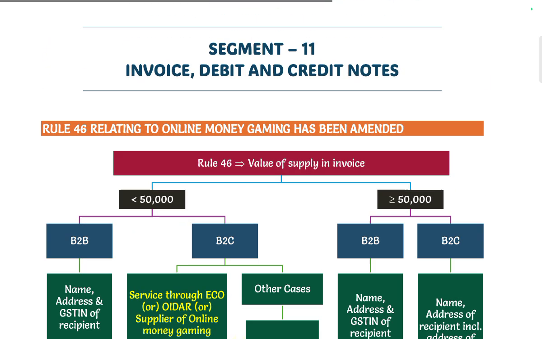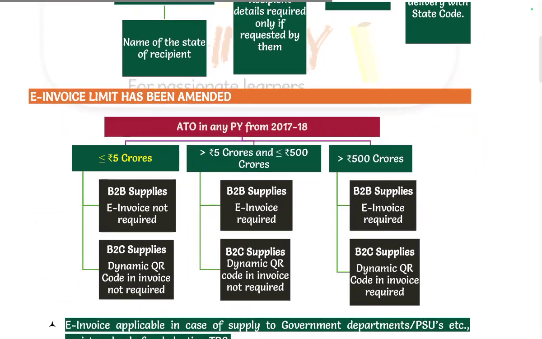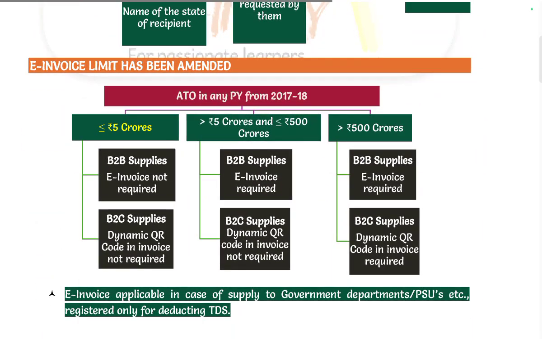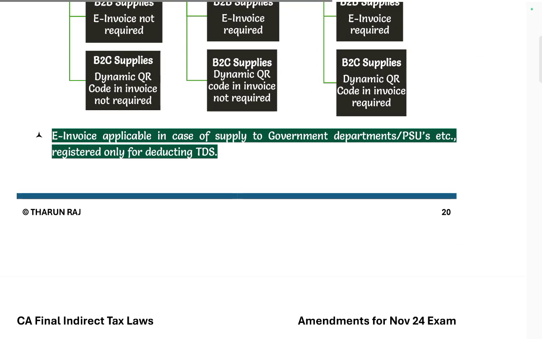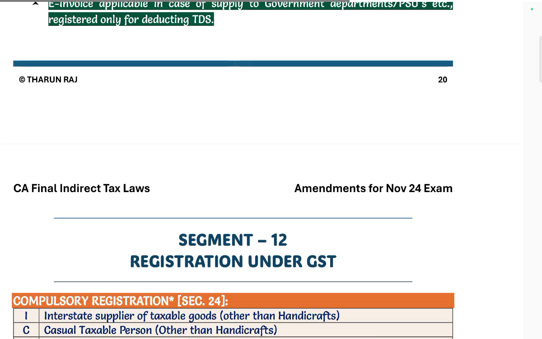In the case of invoices, e-invoice limits are to be amended. As per the previous notification, for less than 5 crores, B2B supplies e-invoice is not required and B2C supplies dynamic QR code is not required. Greater than 5 crores up to 500 crores, B2B e-invoice is required, and B2C dynamic QR code is not required. Higher than 500 crores, e-invoice is required for B2B and dynamic QR code is required for B2C. E-invoicing applies to cases such as government departments, PSUs, etc., registered only for deduction of TDS.